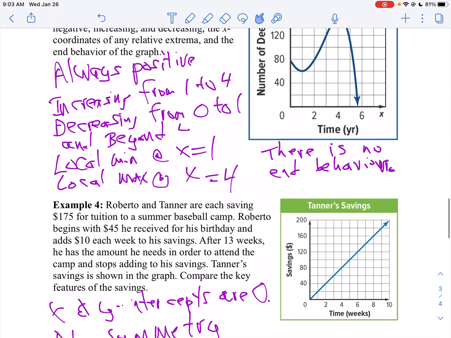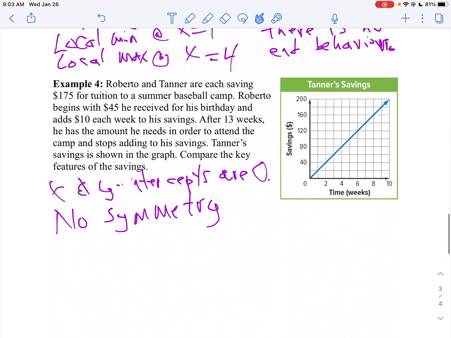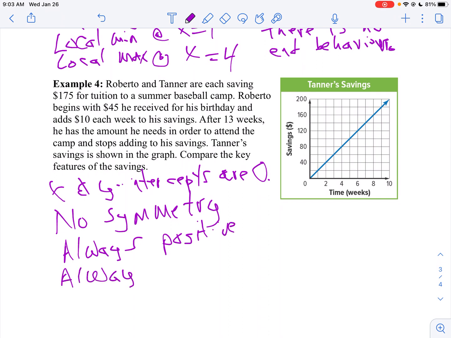Then let's keep on going here. Let's take a look. When is it positive? It's always positive, isn't it? It's always positive. And it's always increasing. There are no relative max or minima.